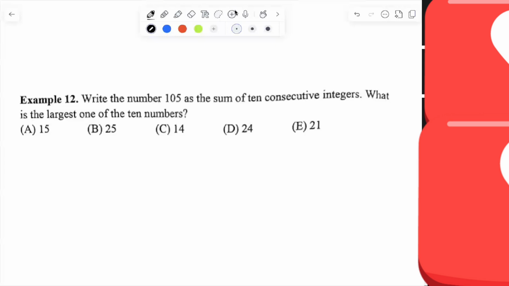Okay, let's get started. Let's see. Write the number 105 as the sum of 10 consecutive integers. All right.